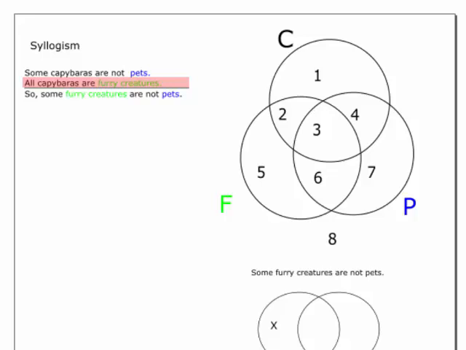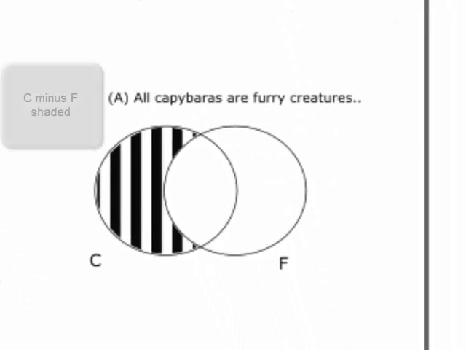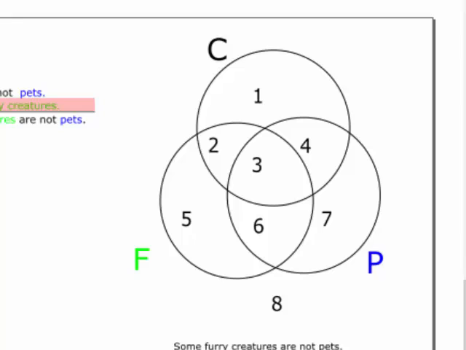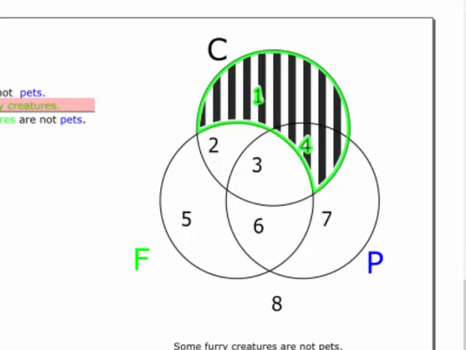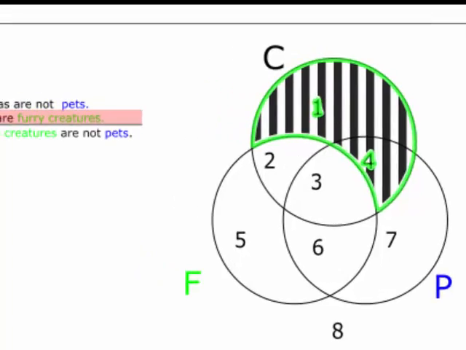But in any case, let's start with the universal premise. All capybaras are furry creatures. We find the subject minus predicate zone, reserved for capybaras that are not furry. Here it is, regions 1 and 4 together. We shade that zone, indicating there are no such things.